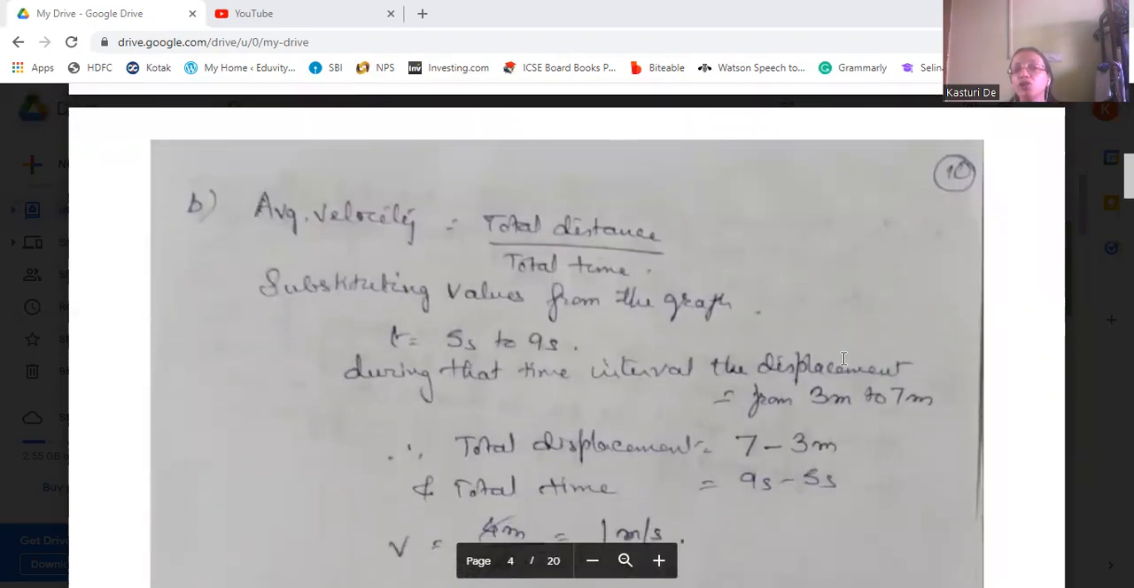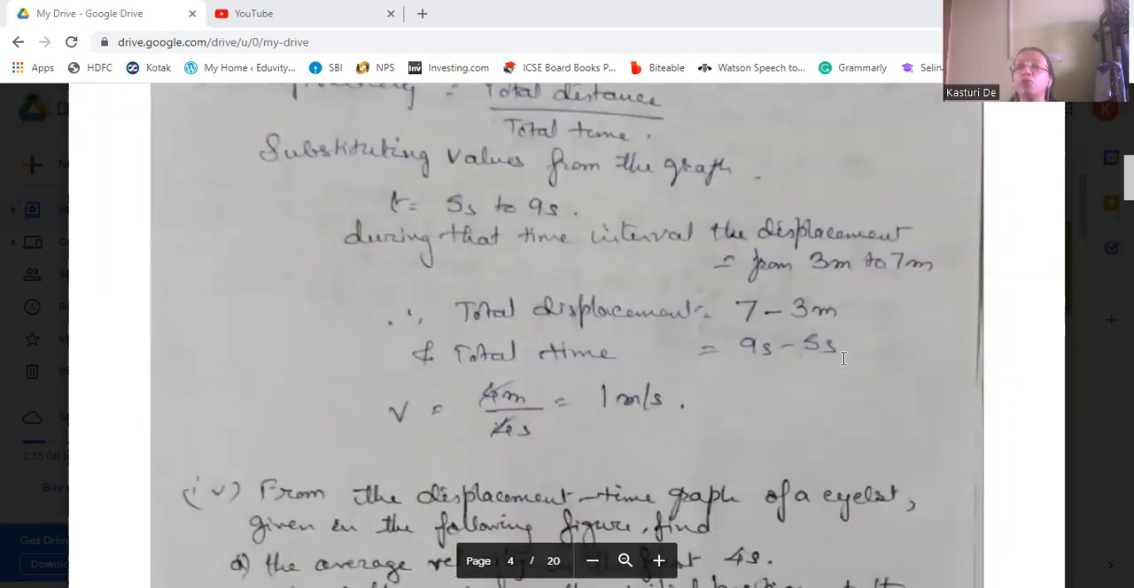Now average velocity is total displacement by total time. So from 5 to 9 seconds, the total time taken is 4 seconds, and the total displacement is from 3 to 7, so that means 4. So 4 by 4, that's 1 meter per second.